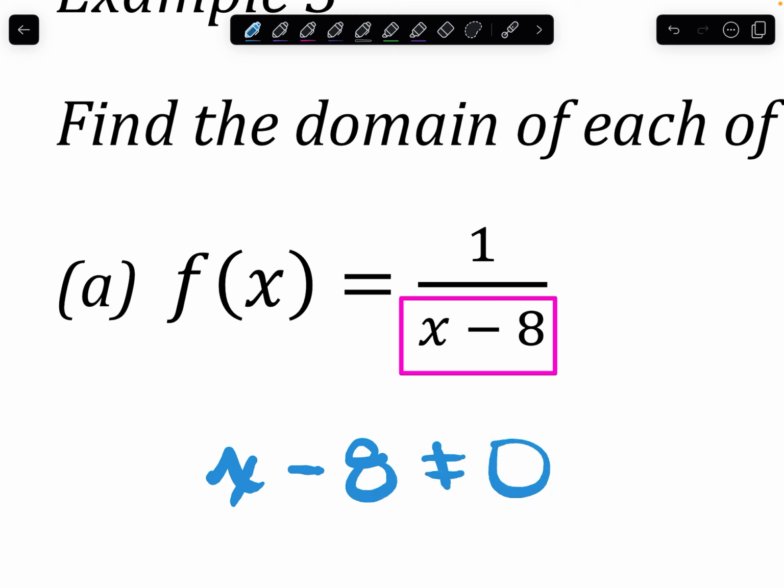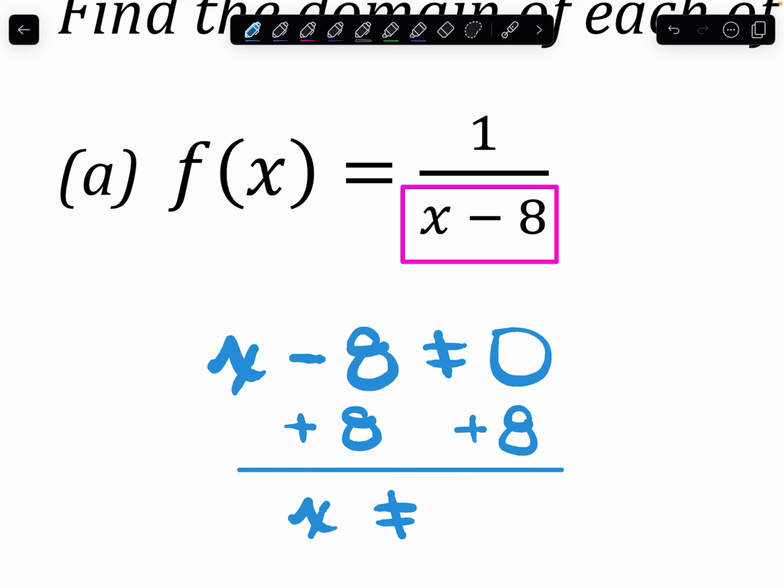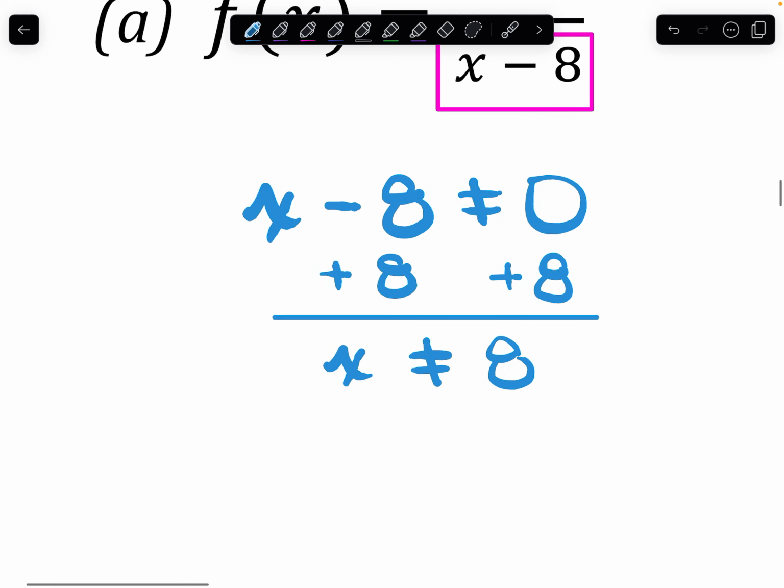Solving a not equal to works just like solving an equal to sign. So I would add 8 to both sides. And we get x does not equal 8. So that is going to be the restriction on your domain. So we know what needs to happen. Now we just need to get it written in the appropriate set or interval notation, and we're going to do both.